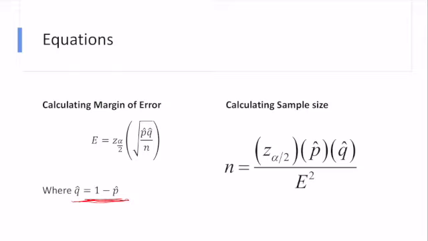When we're calculating our sample size, I'm going to take Z sub alpha 2 times my P hat times Q hat over E squared. And this is how we calculate our desired sample size when we're given an error.